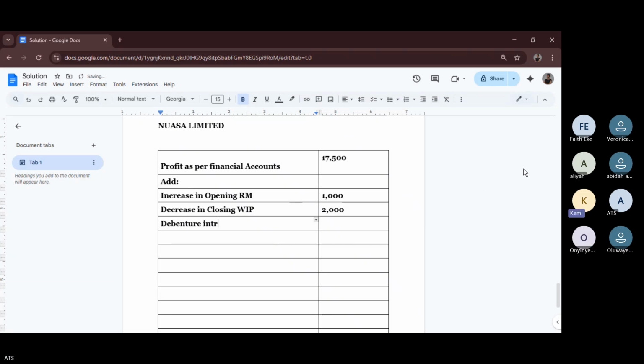What about the interest received? Check your format. What we usually deduct are incomes that were not recorded. So interest received is an income. It is not an expense. Right now, we have debenture interest and discount allowed.